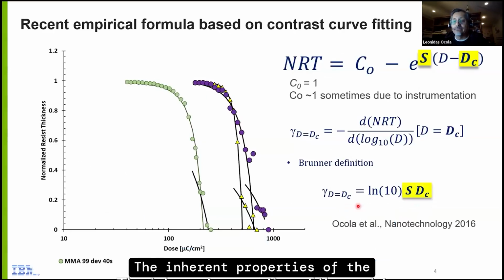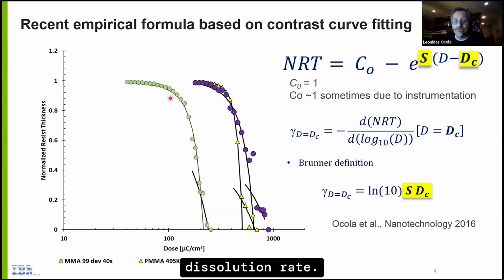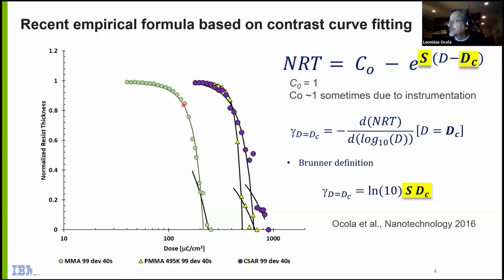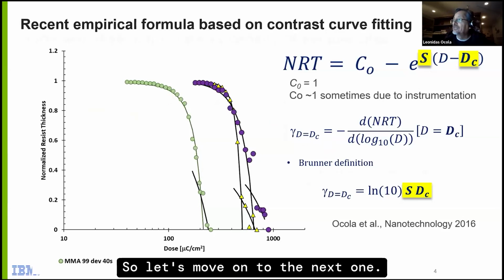The inherent properties of the resist are going to be the dose to clear, or the dose where the negative resist starts to form, and this parameter, which I'm going to show is related to dissolution rate. Those are inherent properties of the resist. So let's move on to the next one.